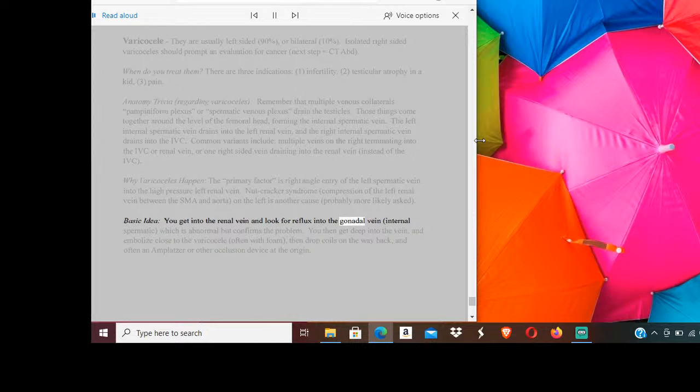and look for reflux into the gonadal vein, internal spermatic, which is abnormal but confirms the problem. You then get deep into the vein and embolize close to the varicocele, often with foam, then drop coils on the way back, and often an Amplatzer or other occlusion device at the origin.